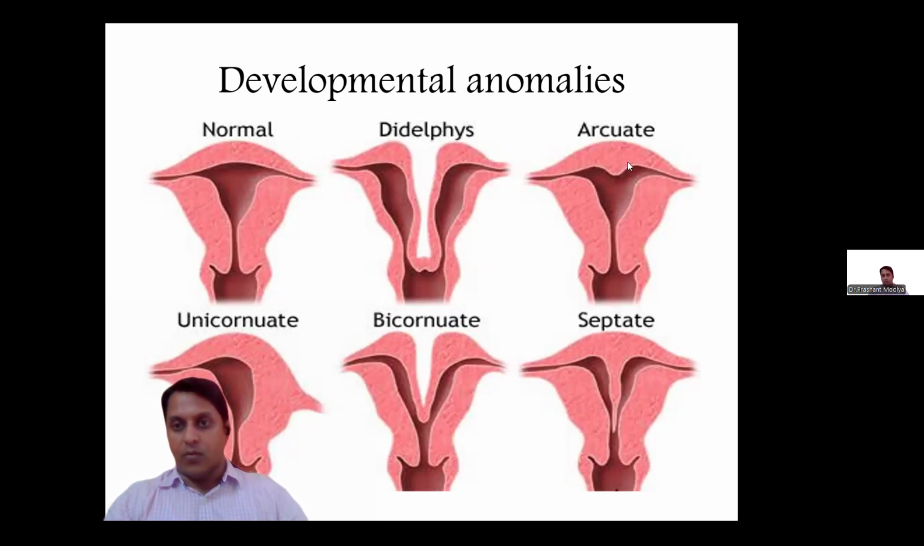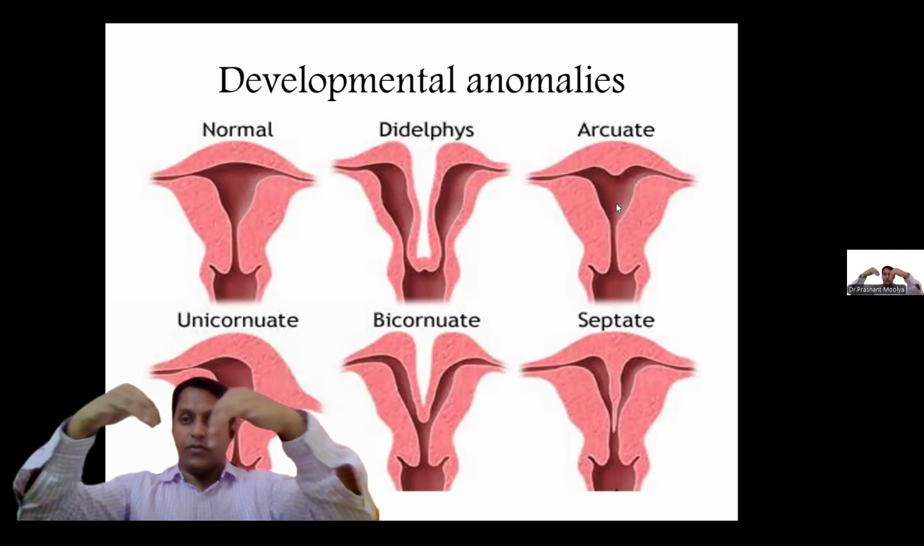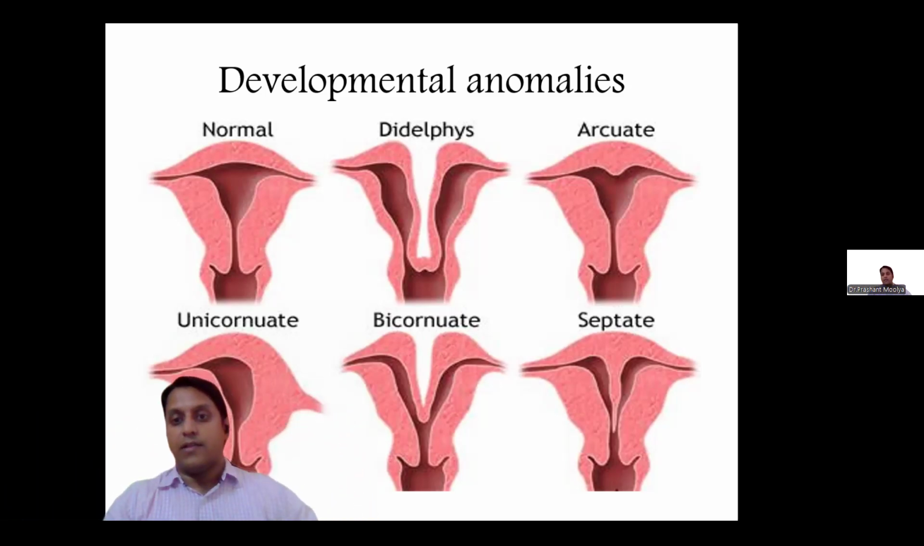This arcuate one, here there is a convexity seen in the fundic region, which means that the septa, which is formed by the fusion of two paramesonephric ducts, has remained for a smaller extent in this cranial part of this fusion, leading to this arcuate type of the anomaly.